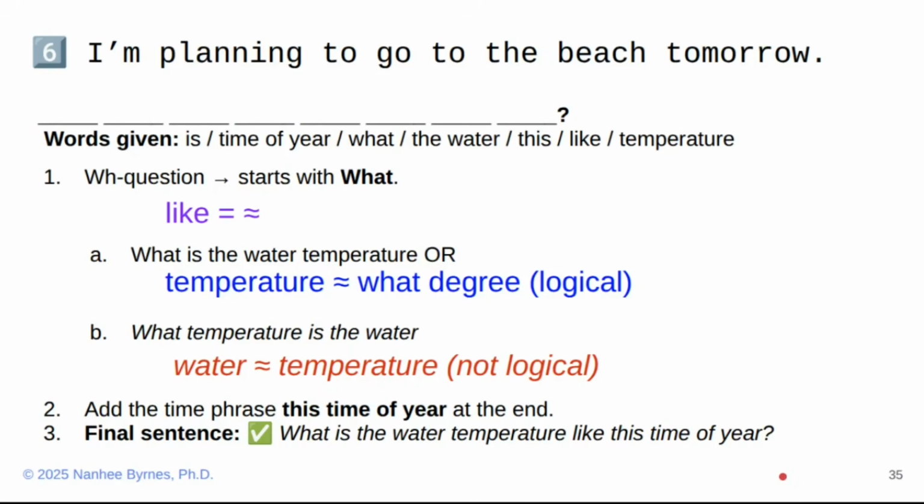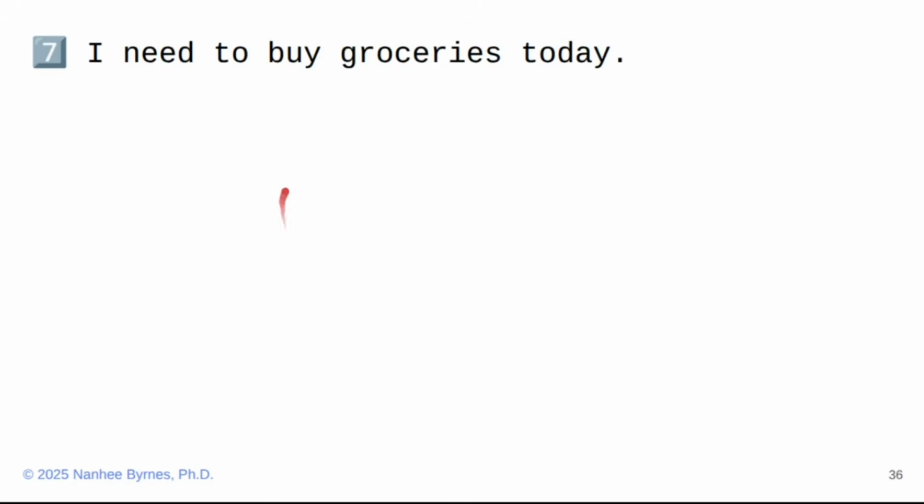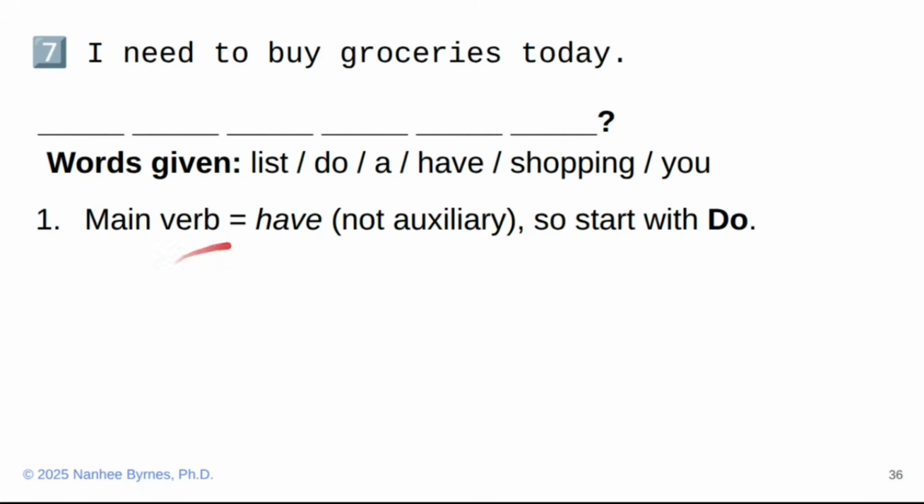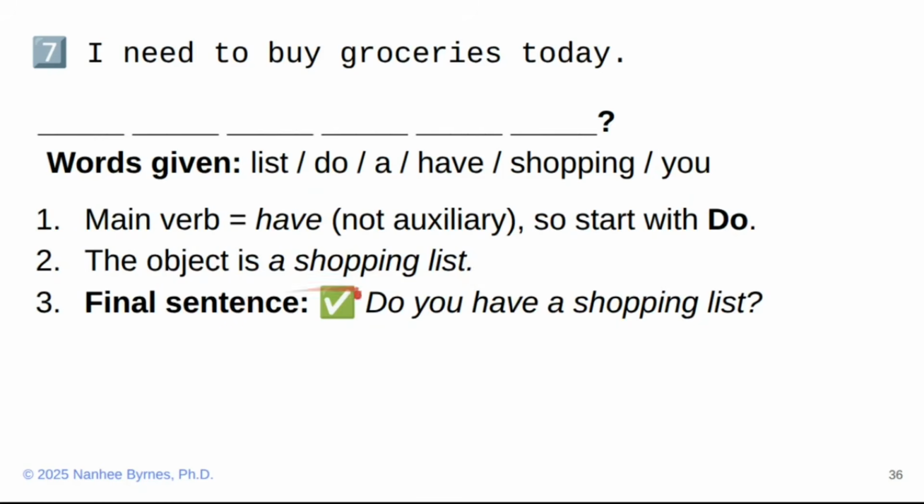This is a challenging question because you need to understand the meaning clearly to choose the correct structure. 7. I need to buy groceries today. Words given: list, do, a, have, shopping. This one is simpler. The main verb is "have," which is not an auxiliary verb, so we start with "do." The object of "have" is a shopping list, so the sentence becomes: Do you have a shopping list?